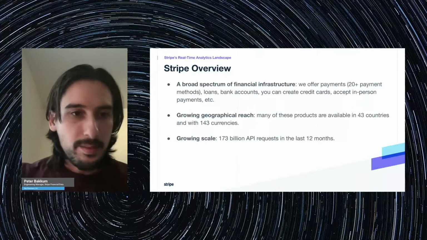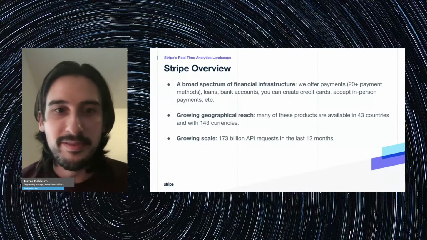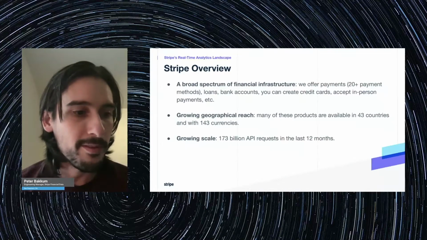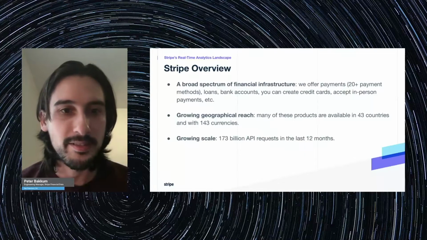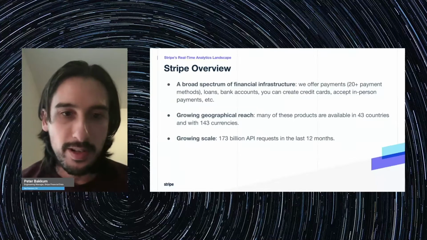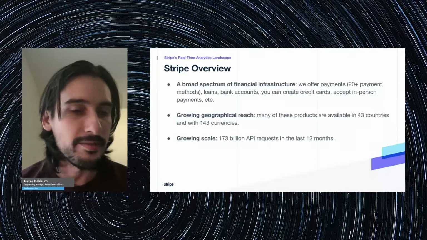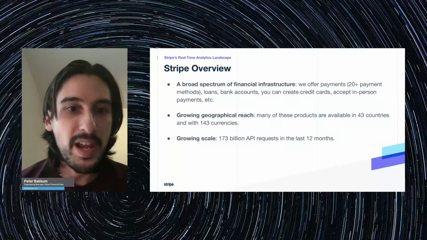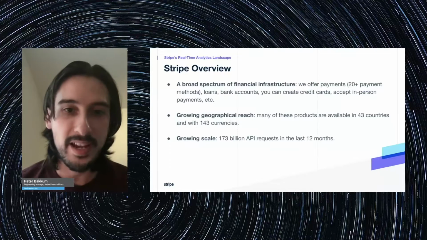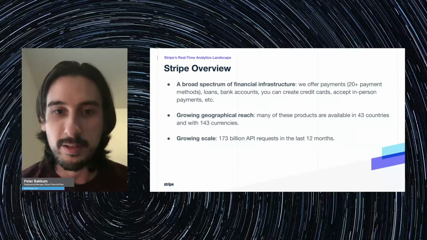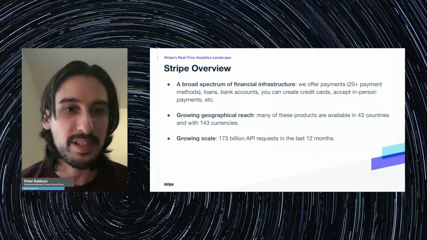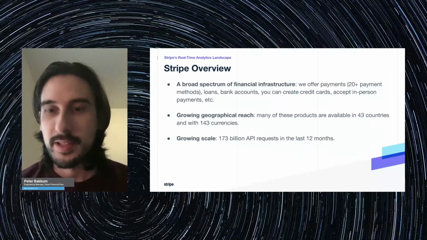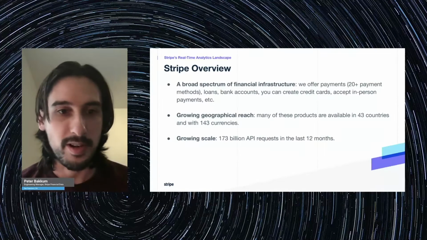So let's first talk about Stripe. You may be familiar with Stripe. We offer online payments for a variety of businesses. What you may not know is that Stripe is vastly complicated, and we offer many products. We offer payments, we offer loans, bank accounts. You can create your own credit cards. You can accept in-person payments, etc. So lots of complexity in our product layer.